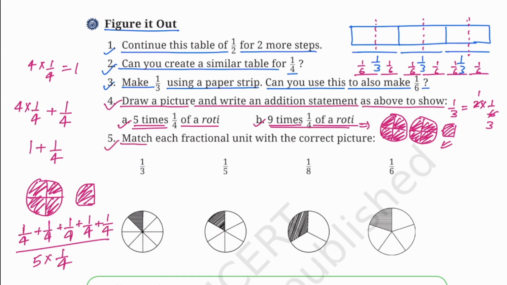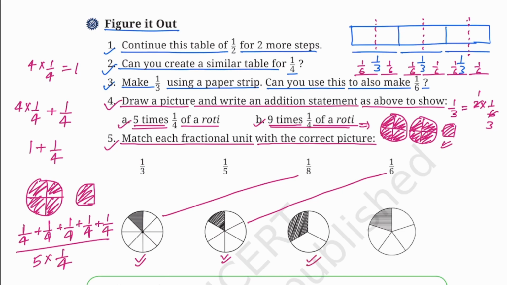5. Match each fractional unit with the correct picture. You have to match it. This is 1 upon 8. This is 1 upon 6. This is 1 upon 3. And this one 1 upon 5.